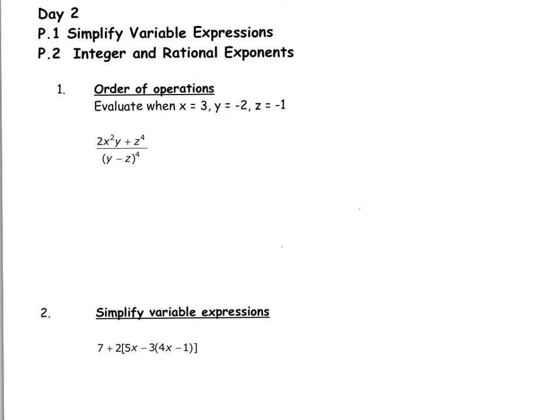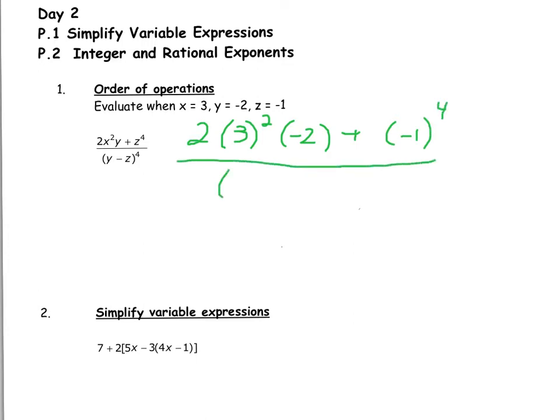We're going to finish up with section P1 with some simplifying variable expressions and also go back and review our exponent rules. So first off, we've got an expression to evaluate with order of ops, and the first thing you want to do is put all the right numbers in the right place. So we're going to do that. And the 3 goes in for the x squared, and the negative 2 goes in for the y, adding z to the 4th, and everything goes over y, take away z to the 4th power.